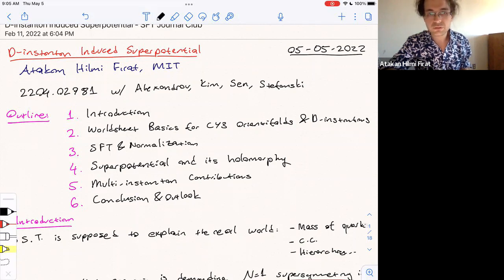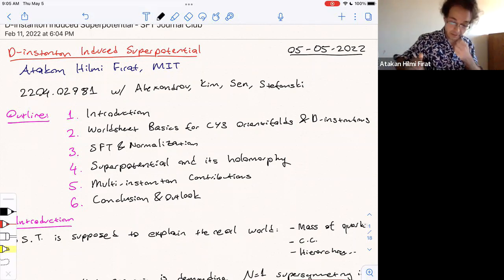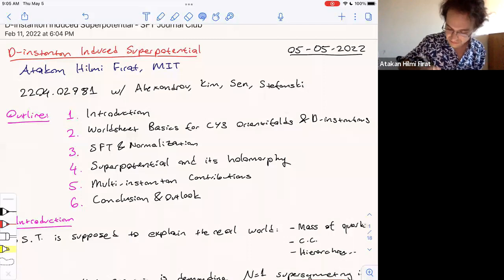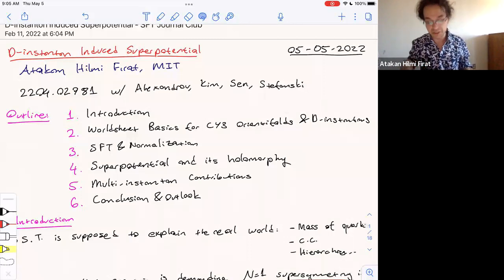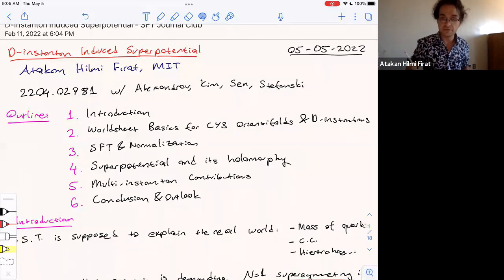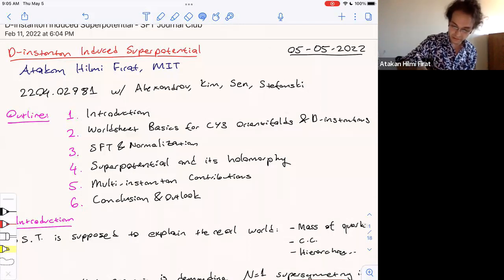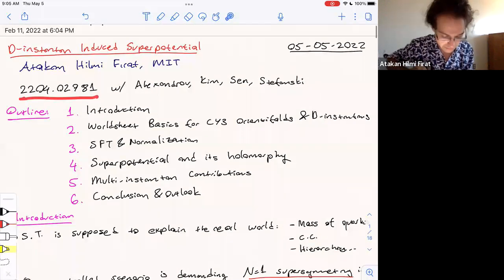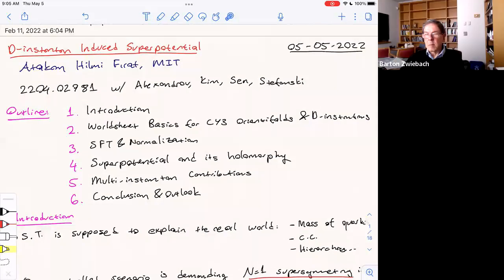So yeah, today I'm going to talk about this work we did with Sergei Alexandrov, Manki Kim, Ashoke Sen, and Bogdan Stefanski. I'm going to talk about how we use string field theory techniques to fix the normalization of the superpotential in certain string theory compactifications. It's based on this paper that we put out last month.